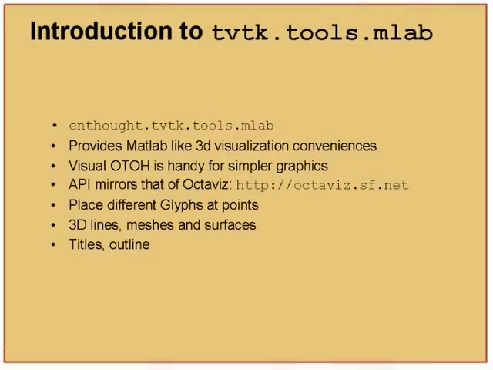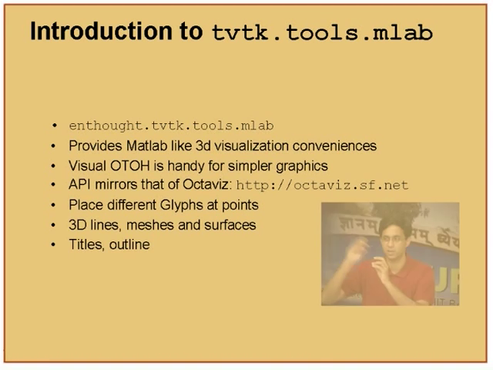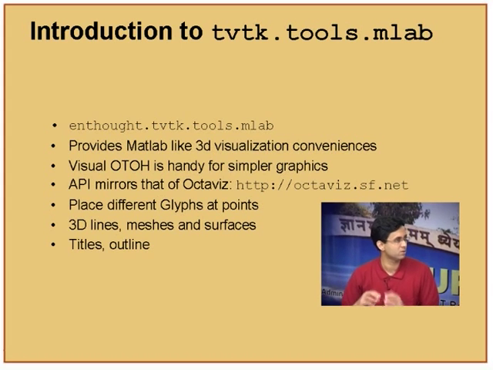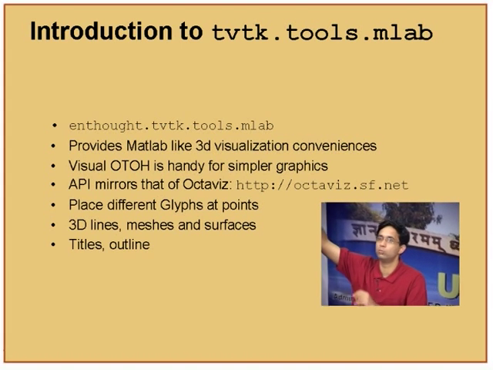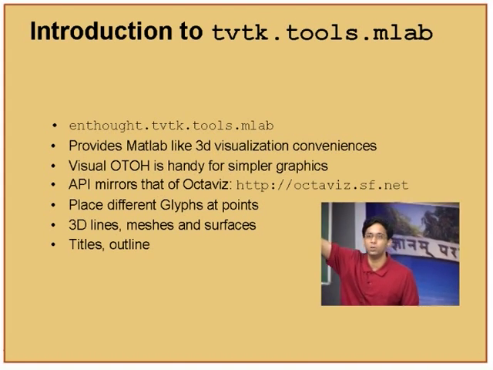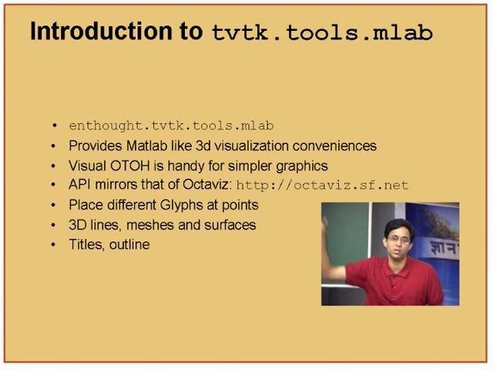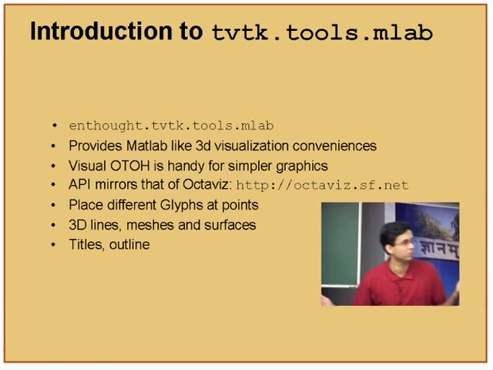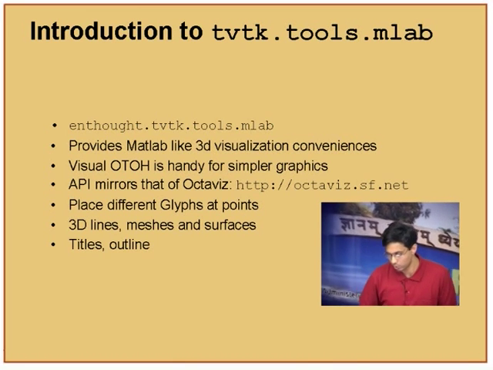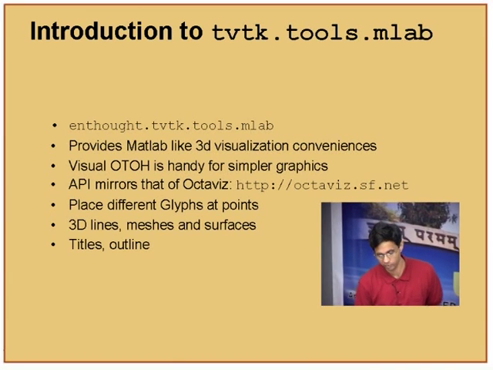The API that I've used in this case is from a tool called Octaviz, which is built for Octave. I just mimic the API because it's used. And what it lets you do is various things. You can create glyphs at various points, for example, at every point in this room, I could show a cone with a particular direction, the direction being the direction of the flow in that room. You can take 3D lines just like the one visual does.